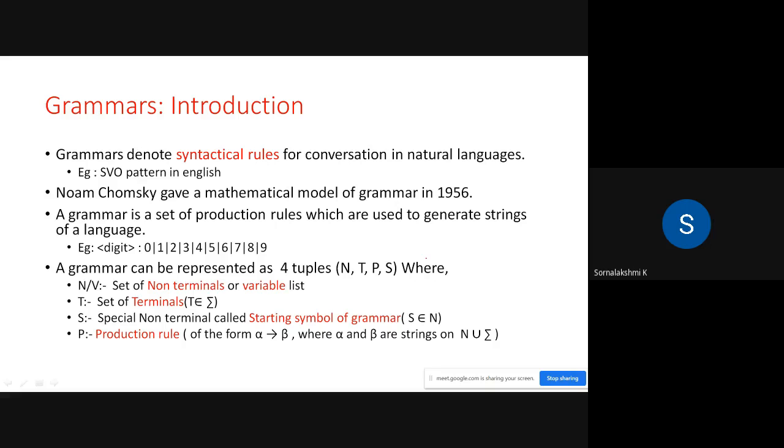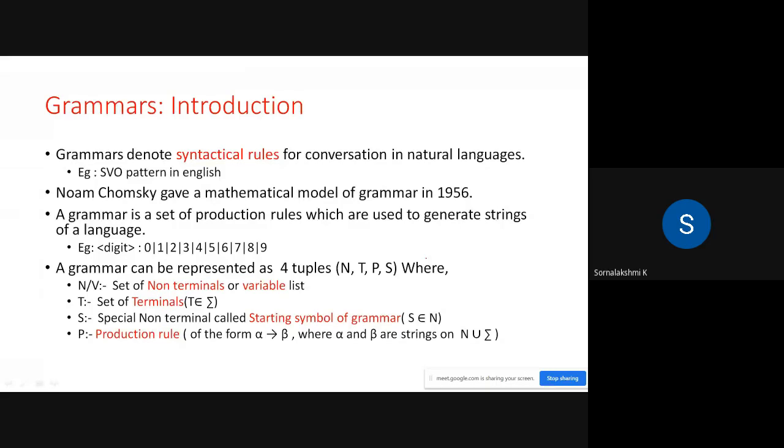I'm going to revise it again. So what is a grammar? Similar to, or analogous to, our natural language grammar, a formal language grammar is also a set of rules. You construct strings following these rules, and so you get a language.